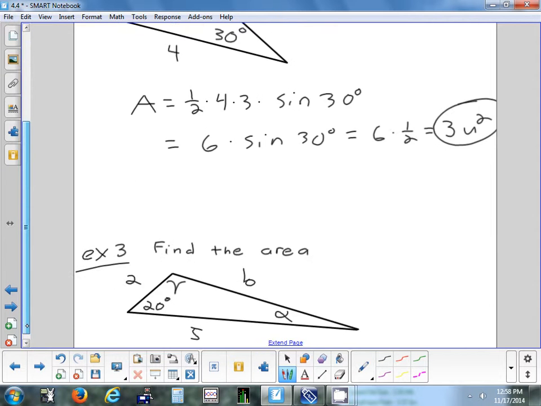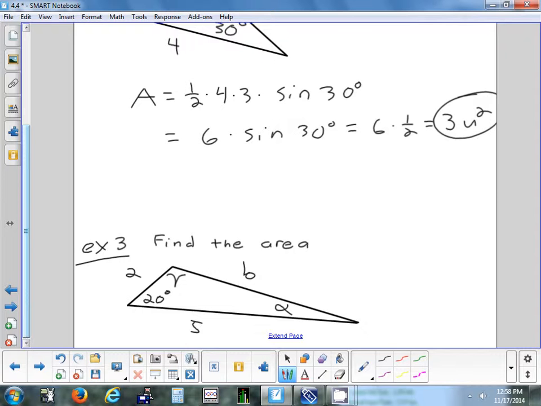Let's try one more. Find the area. This time the angle is 20. Okay, that's not a special right triangle angle, so we're not going to get a nice answer. If you don't get an answer that comes out to an integer or whole number, round it off. 2 decimal places is good.